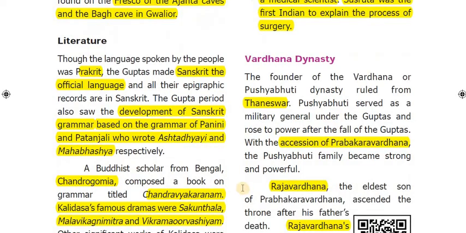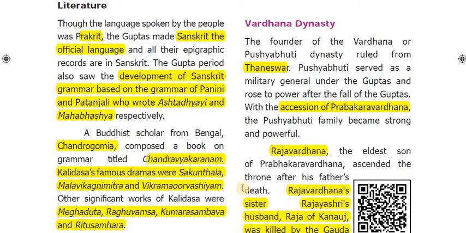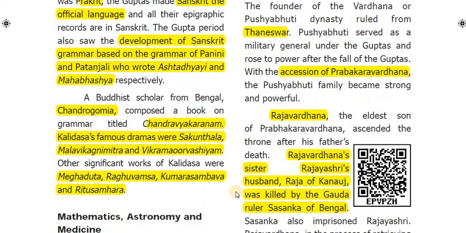A Buddhist scholar from Bengal, Chandragomin, composed a book on grammar titled Chandra Vyakaranam. Kalidasa's famous dramas were Shakuntala, Malavikagnimitra, and Vikramorvashiyam. Other significant works of Kalidasa were Meghaduta, Raghuvamsa, Kumarasambhava, and Ritusamhara.